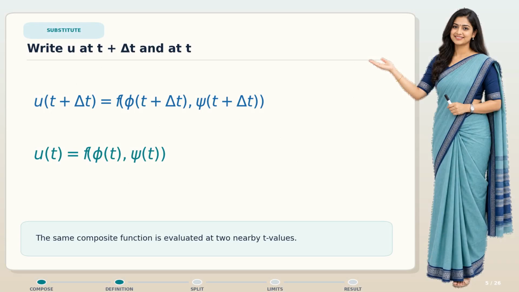What is u of t plus delta t? In the composite expression, replace every t by t plus delta t. So it becomes f of phi of t plus delta t, comma, psi of t plus delta t. At the original point, u of t is f of phi of t, comma, psi of t. These are the two function values required by the derivative definition.